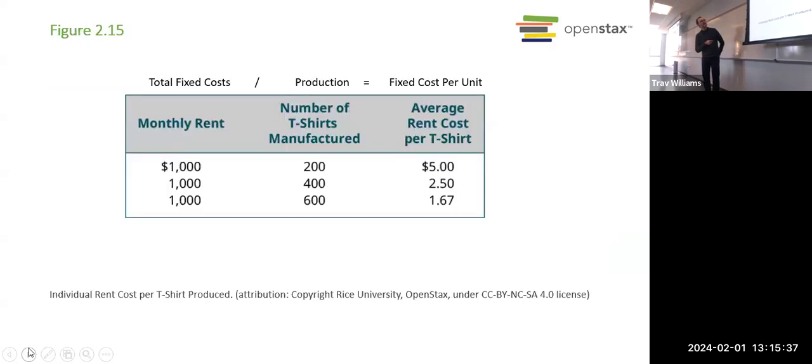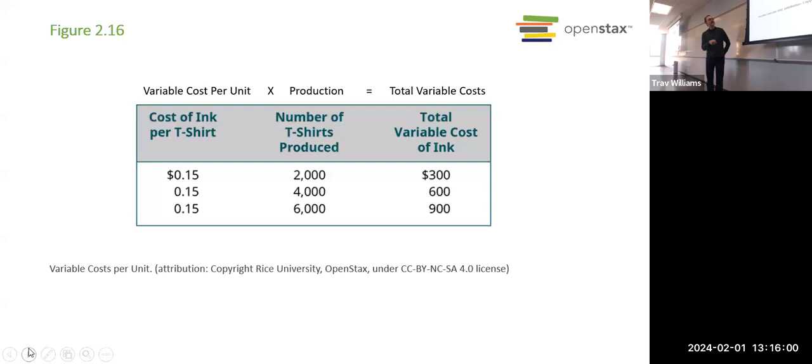Okay. So here's an example. We see for this company, if they have fixed costs of $1,000 a month for rent, you can divide that by their units produced, and you get their fixed cost per unit, right? And we see how it goes down as their production goes up, right? On the other hand, variable cost per unit, we know stay the same. And when you multiply them by the number of units produced, as the number of units goes up, your total variable cost goes up.